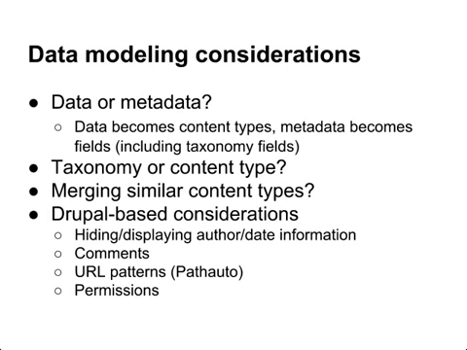So reviewing from last time, there are some data modeling considerations as we try to figure out how to break this content down into content types. There's a question of data or metadata. The core data that we're storing in our site is going to become the content types. And metadata, or information about that data, will become fields on those different content types, including potentially taxonomy fields, which, as we discussed last time, you can add a little more information to than a plain old text field or something like that.